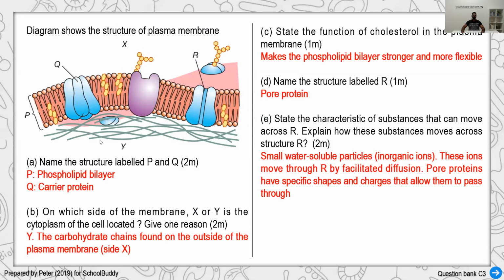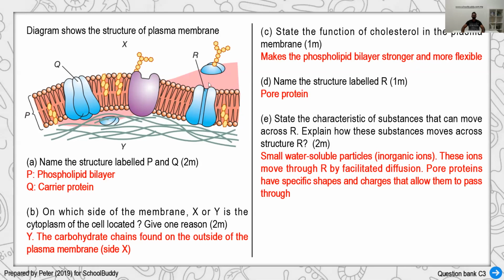Furthermore, we can see some kind of fiber. These are called the cytoskeleton. The cytoskeleton makes the cell flexible and allows the cell to be in a good shape. The next question is: state the function of cholesterol. Cholesterol is the one in the middle here, red and yellow in color. A phospholipid bilayer that has this cholesterol will be stronger and more flexible.